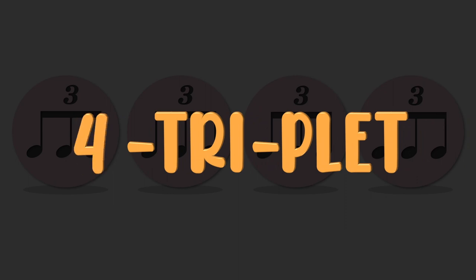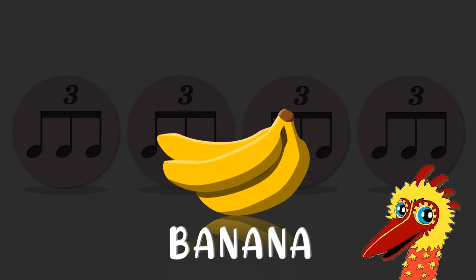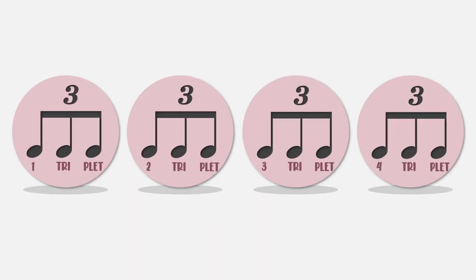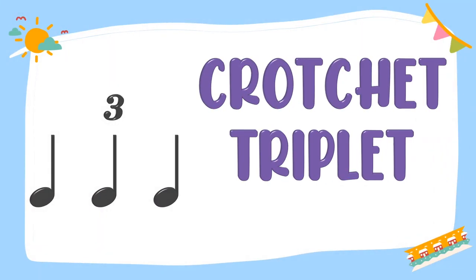Oh, if you're looking for something funny, there's also the banana method. Ba ba ba, ba ba banana. Let's clap the quaver triplet in 4 beats. 1 triplet, 2 triplet, 3 triplet, 4 triplet. That's cool! Let's move on to another type of triplet, the crotchet triplet.